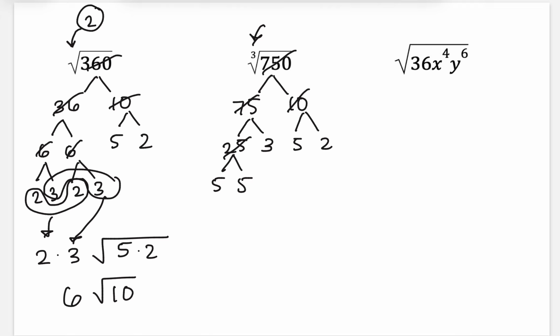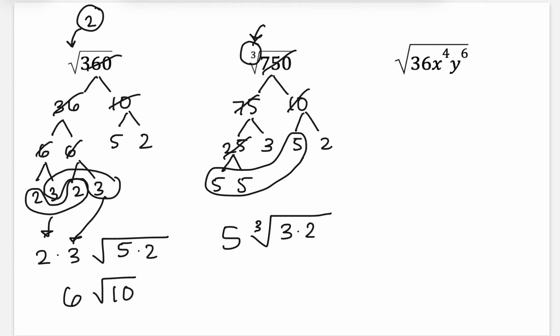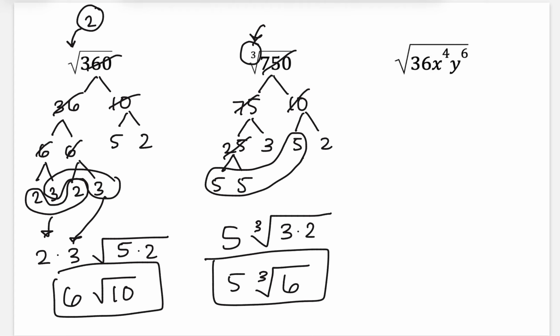So this time I'm looking for 3 numbers in a group in order to take one of them out. So here I have 3 5s. So I'm going to take a 5 out on the outside. And this is the cube root of, I multiply my 2 numbers that are left, so 3 times 2. So this would be 5 times the cube root of 6. I'll put a box around my answers here.